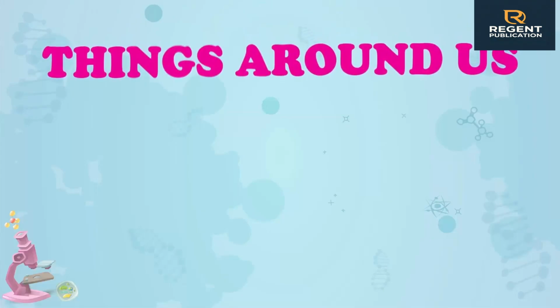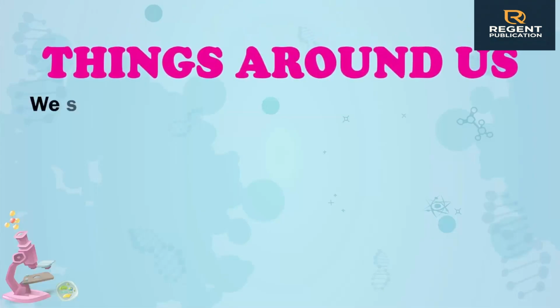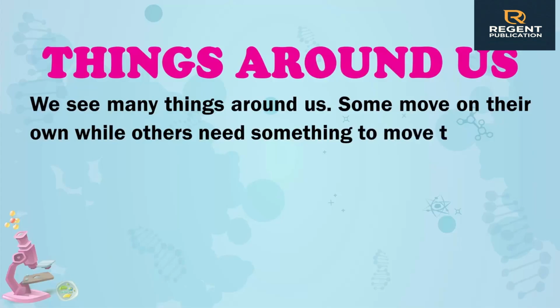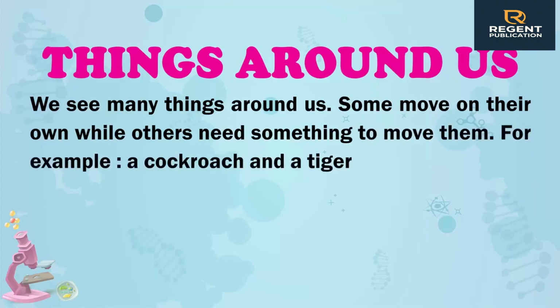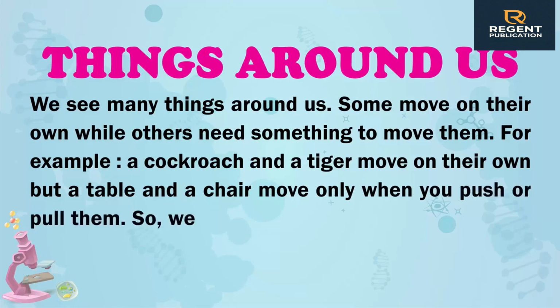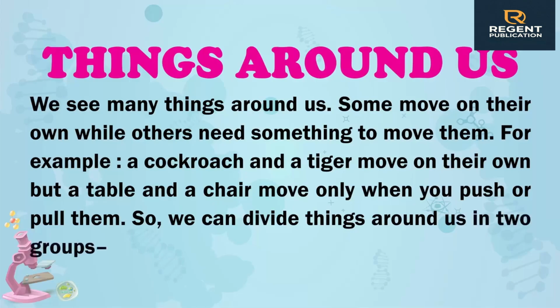Chapter 1, Things Around Us. We see many things around us. Some move on their own while others need something to move them. For example, a cockroach and a tiger move on their own, but a table and a chair move only when you push or pull them. So, we can divide things around us in two groups: living and non-living things.